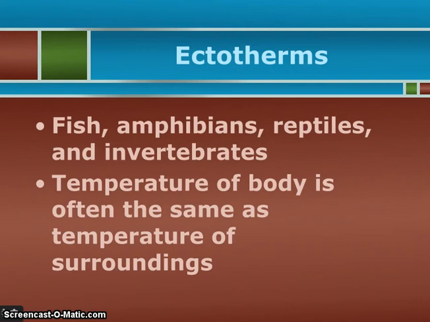So ectothermic animals must adjust their activities to changing temperatures of their environment. Because again, if it gets too hot or too cold, many of the enzymes aren't going to work. They're not going to be able to digest their food. Their metabolic processes are going to begin to shut down.